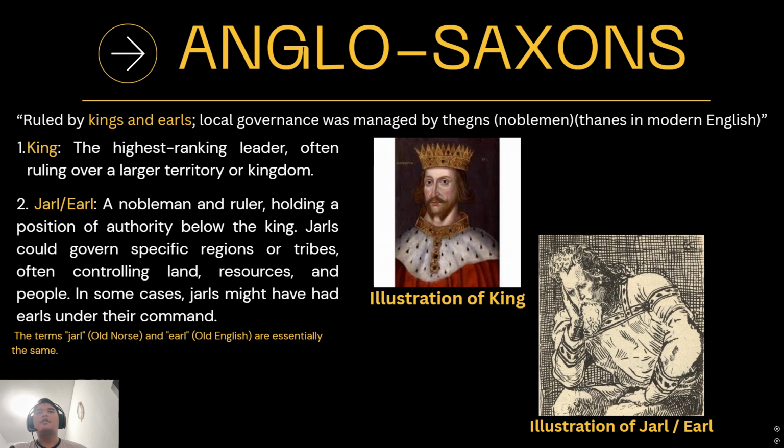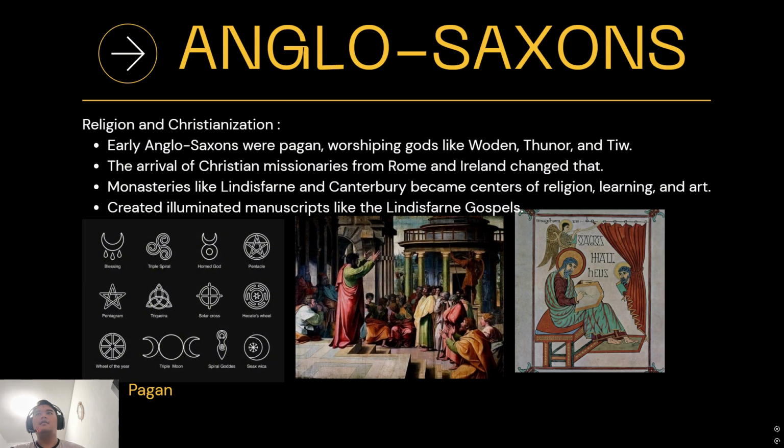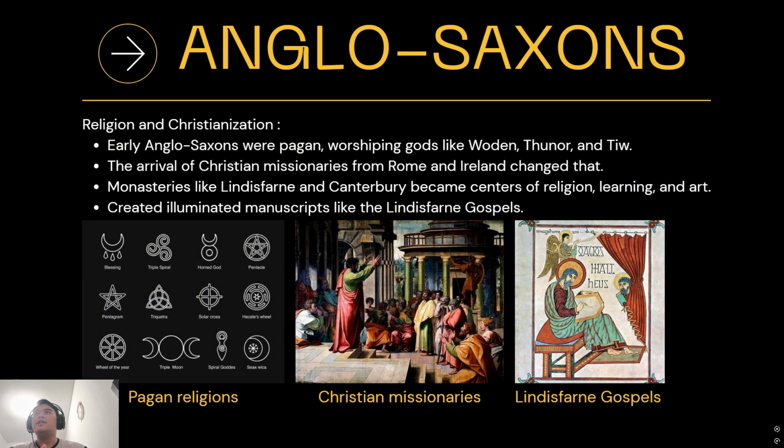And this is the illustration of king and Jarl. And then in religion and Christianization, early Anglo-Saxons were pagan, worshipping gods like Woden, Thunor, and Tyr. The arrival of Christian missionaries from Rome and Ireland changed that. Monasteries like Lindisfarne and Canterbury became centers of religion, learning, and art. Created illuminated manuscripts like the Lindisfarne Gospels.